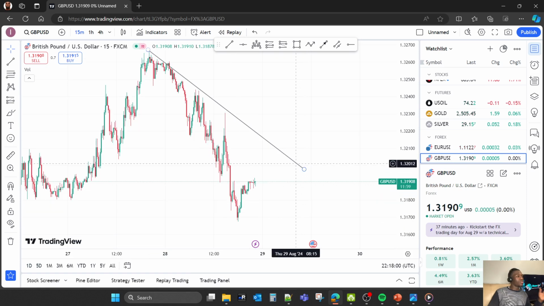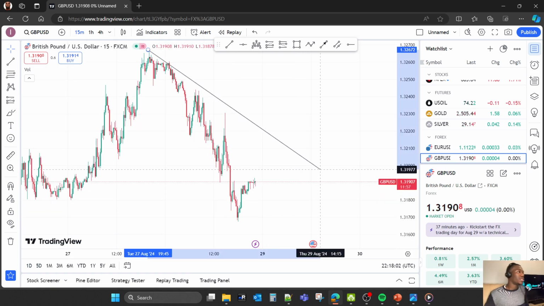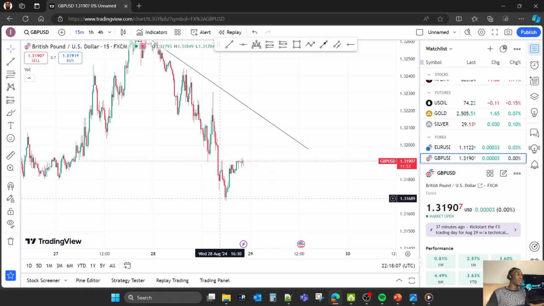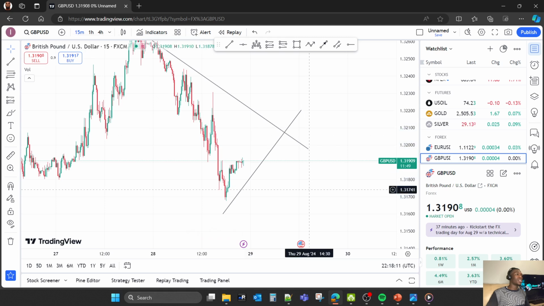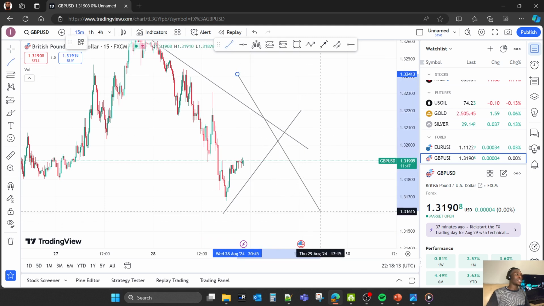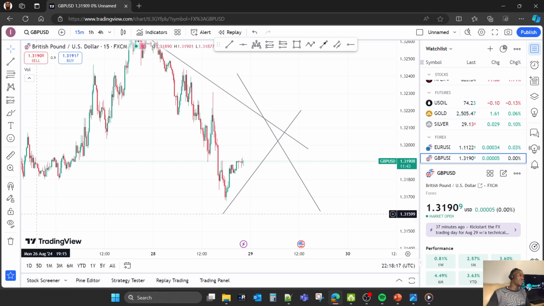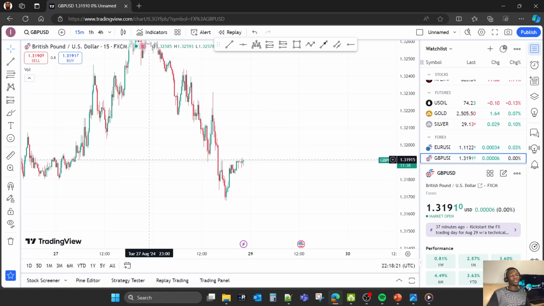So you get to draw a line wherever you want to plot it. If you want to plot it going downwards, if you want to plot it going upwards, it's up to you. As you can see, you can just plot it like this, or like this, any way that you feel like. It's up to you, depending on what you want to do with the trend line. I can't be the one telling you what to do with the trend line.